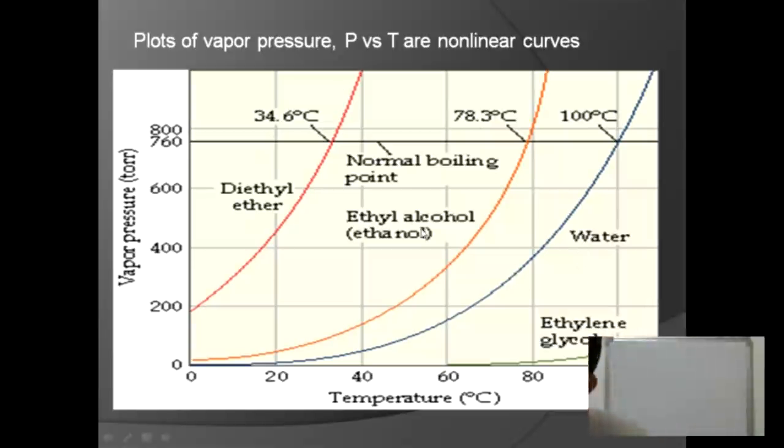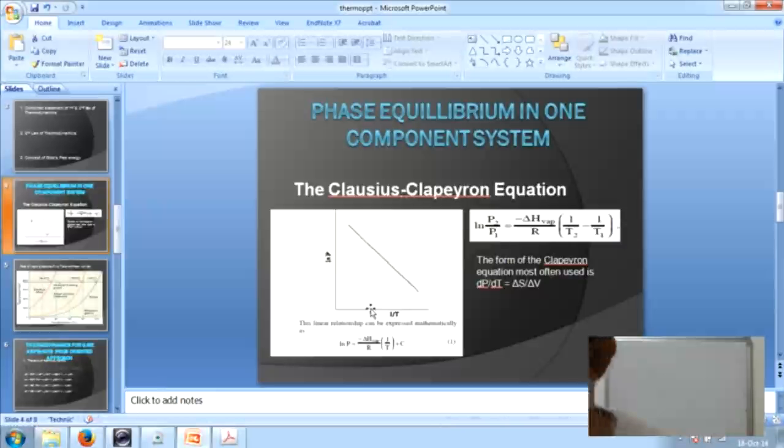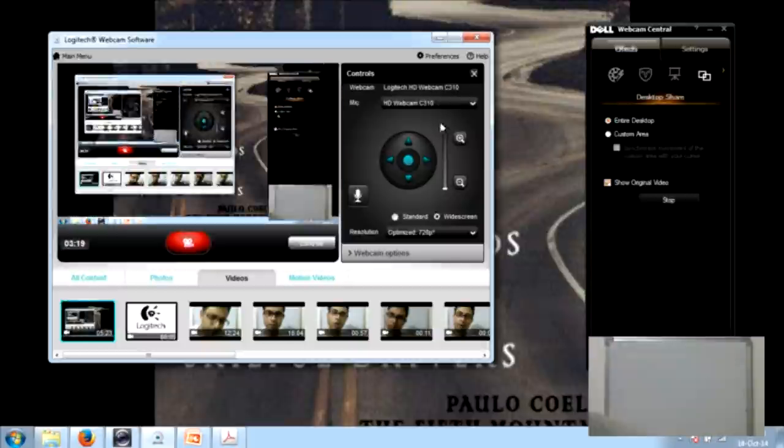If we come back to the earlier slide, there's a relationship between the temperature and the pressure for an equilibrium, which is given by the Clausius-Clapeyron equation for a given number of moles of a particular material. This pressure and temperature are related to the enthalpy change, the universal gas constant, and so on. Now let's get back to the slides that we are talking about.